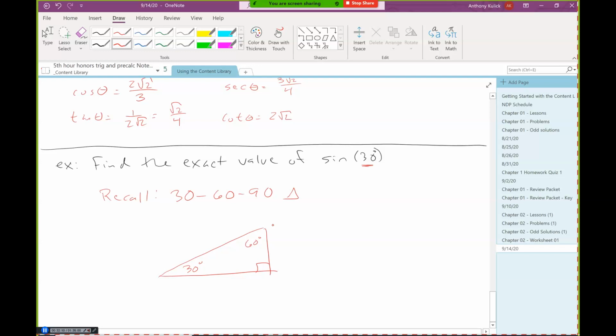So the ratio of side lengths in a 30, 60, 90 triangle: the short side is x, the medium side is x square root of 3, and the long side is 2x. So using that, sine of 30 is going to be opposite over hypotenuse, which is just 1/2.